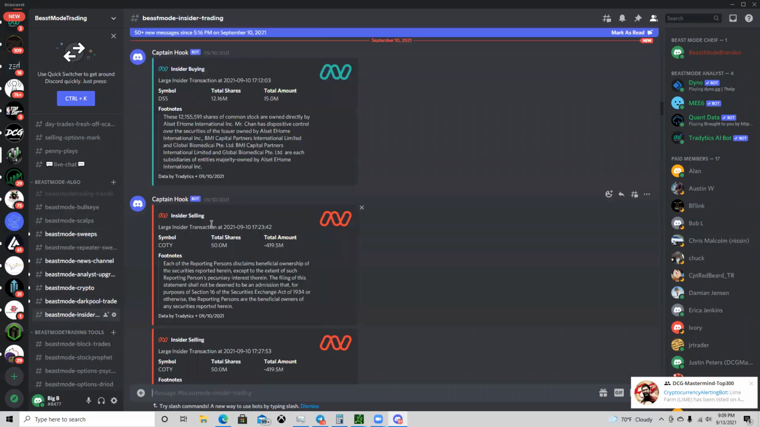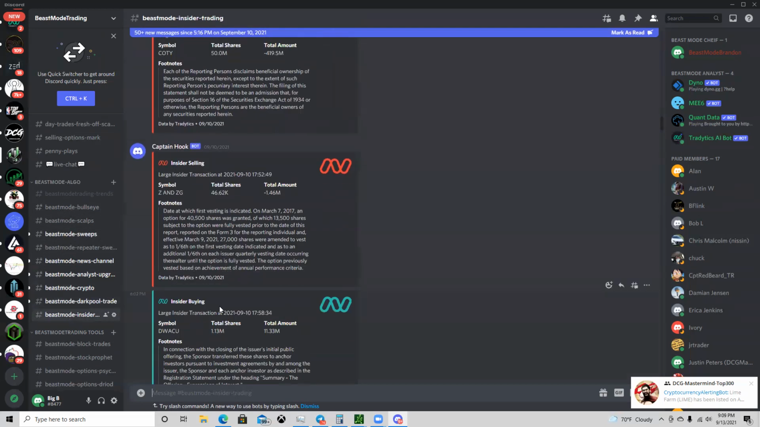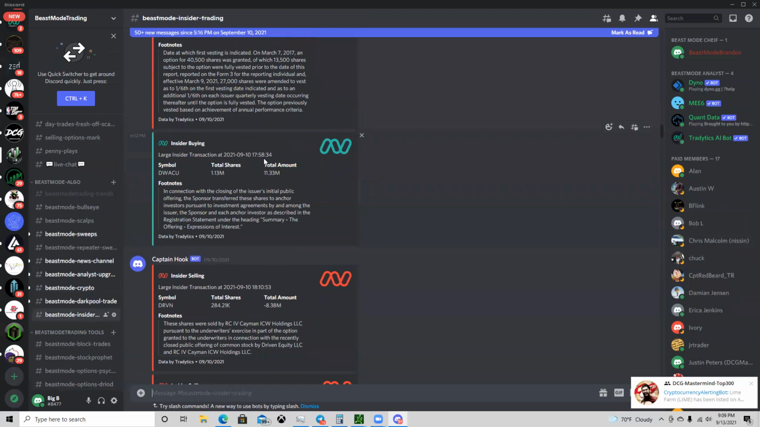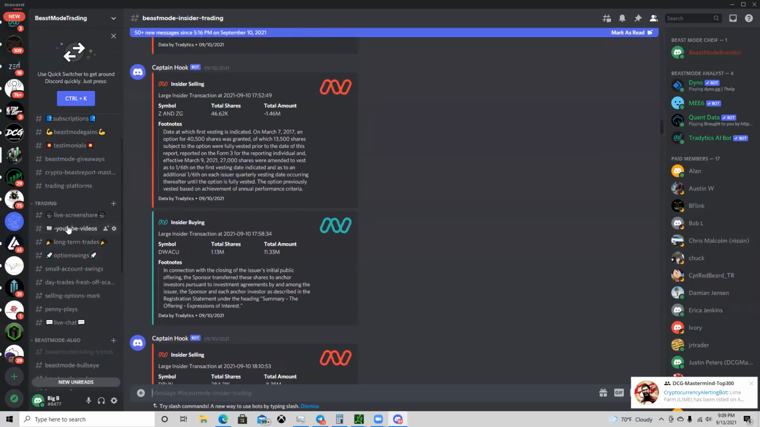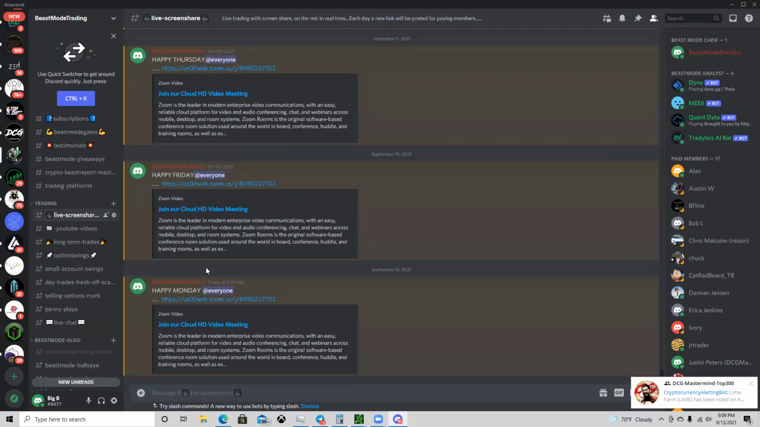The last thing on this algorithmic scanner is the insider trading. This happens after hours, and it tells you the premium, the total shares, the symbol, and gives you a little footnote to read. Then coming up here to where I feel is most important, the trading section. You've got the live screen share. I put a live screen share link in every single morning at 9 a.m., 9:05 a.m. Eastern time, so you can come into the meeting room, and then I start moderating about 9:25 Eastern time. That's where you get the link.